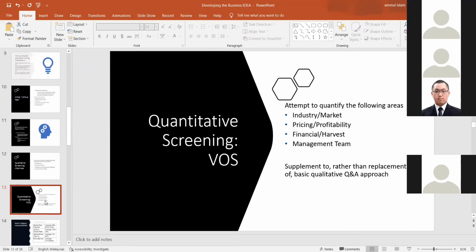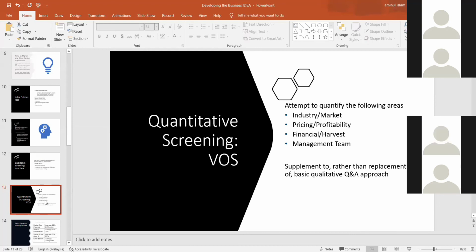We do also use venture opportunity screening, by employing certain quantitative methods. So we will try to quantify business areas, especially we look at industry and market. We collect data which are industry and market related: pricing, profitability. We are looking at the financial data and looking at the kind of management team there.